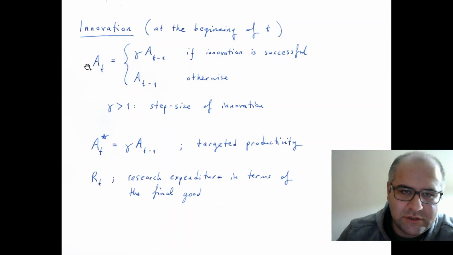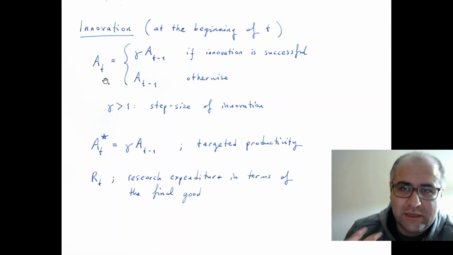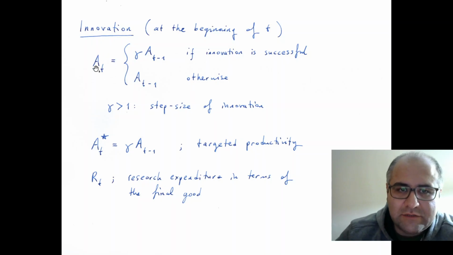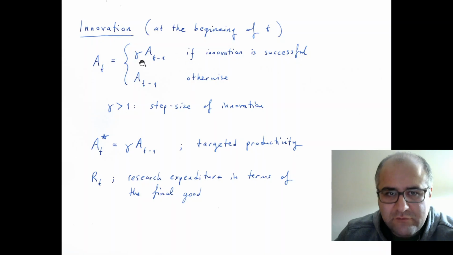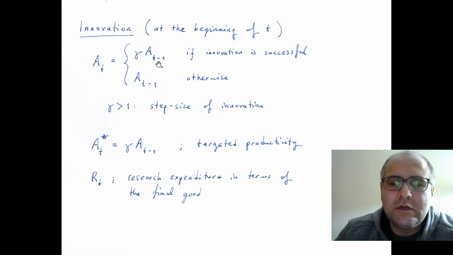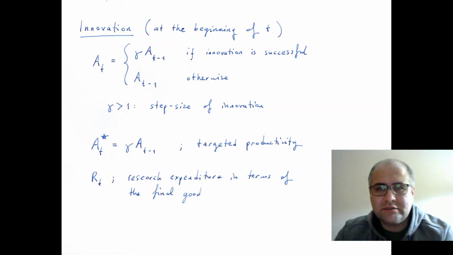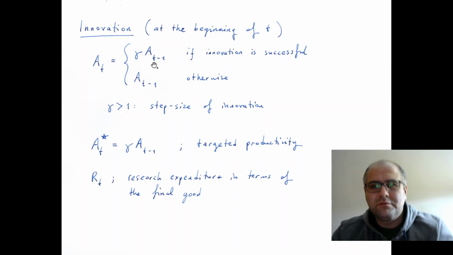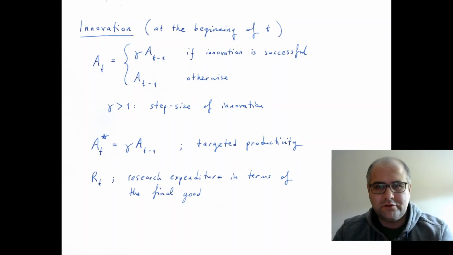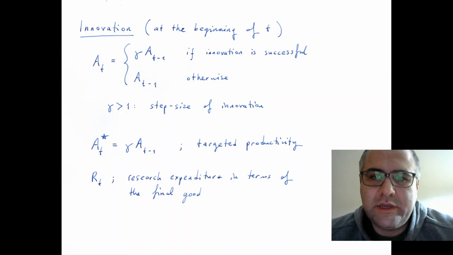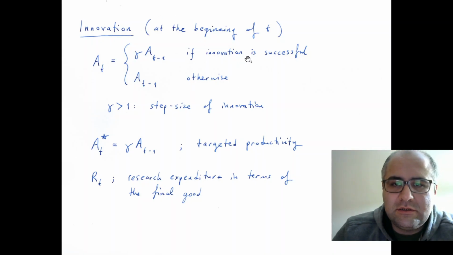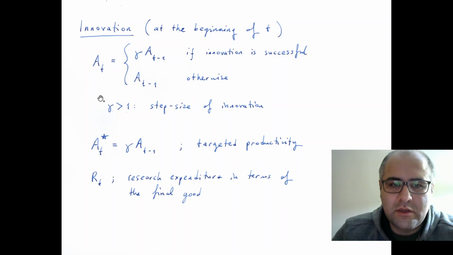But let's look at the equation here. AT is again the productivity term, prevailing at period T. That productivity level could be two things. If innovation is successful, it will be equal to gamma times AT minus 1. AT minus 1 is the level of productivity in period T minus 1, and gamma, which is greater than 1, is the step size. So if innovation is successful, AT will be greater than AT minus 1, so productivity will be larger, because I successfully invent a better, more productive version of the intermediate input X. But if the innovation effort is not successful, then productivity remains the same, so AT is equal to AT minus 1.